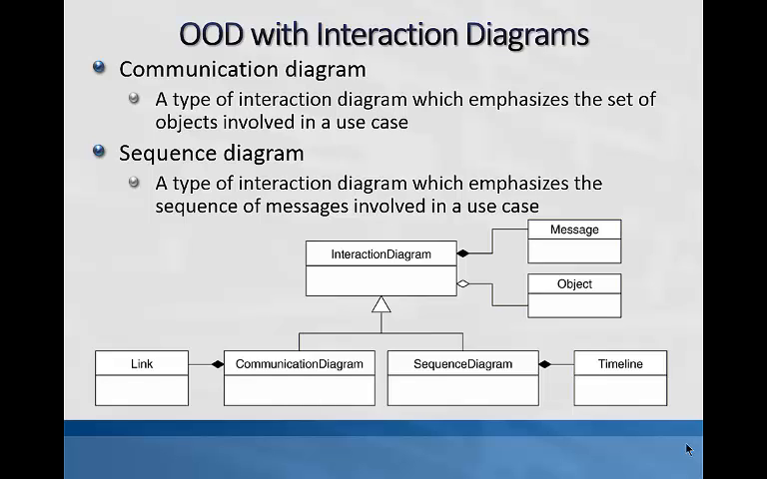Both a communication diagram and a sequence diagram are subclasses of the interaction diagram class. Hence, they both contain messages and objects because they inherit them from the interaction diagram class. A communication diagram has links, which are represented by lines. A sequence diagram has timelines, which are represented as dashed lines, which we will learn later on.